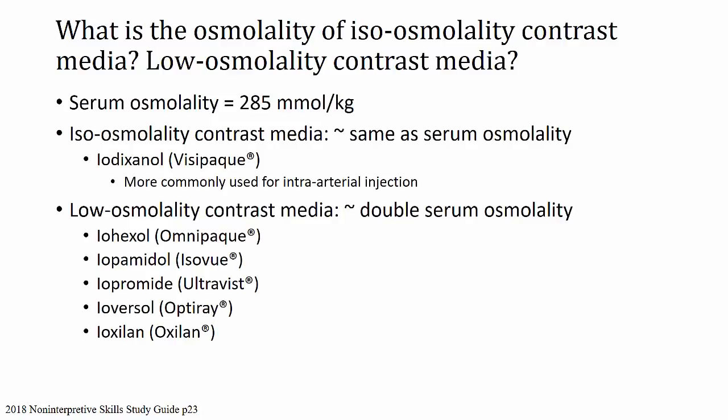Well, serum osmolality is approximately 285 millimoles per kilogram. Therefore, iso-osmolality contrast media, as the name implies, is about the same as serum osmolality. And really the only agent that we use for that, for iodinated contrast, is VisiPAK, which is more commonly used for intra-arterial injection. Low osmolality contrast media has an osmolality of approximately double that of serum osmolality. And agents that we use that are low osmolality agents include OmniPAK, IsoView, UltraVist, OptiRay, and Oxalan.